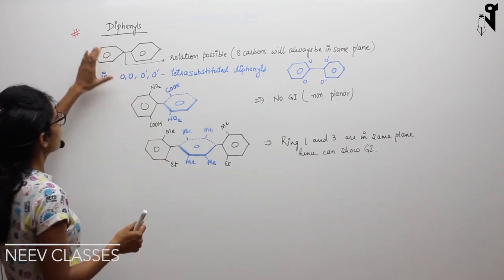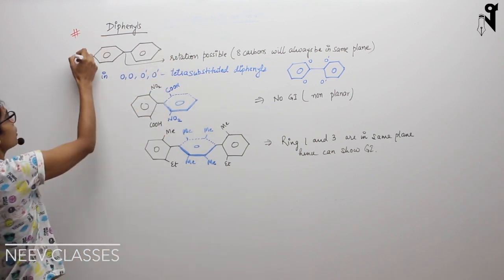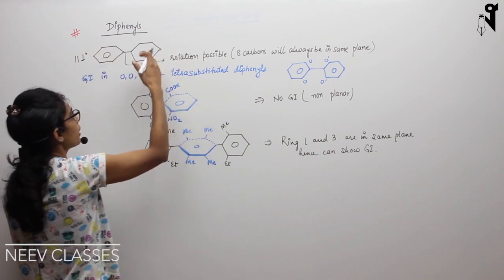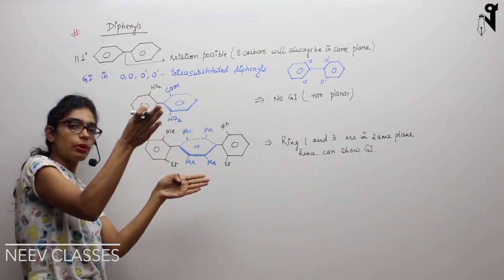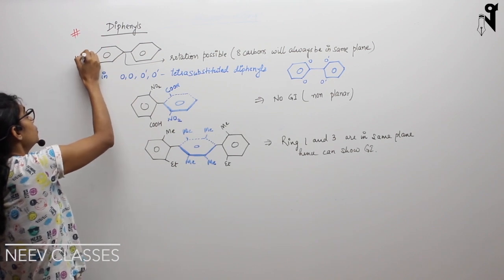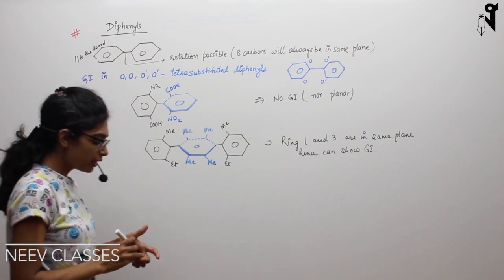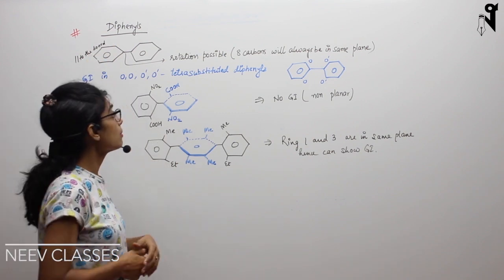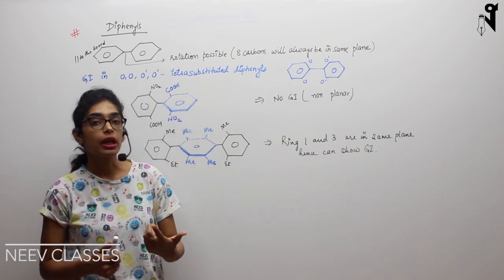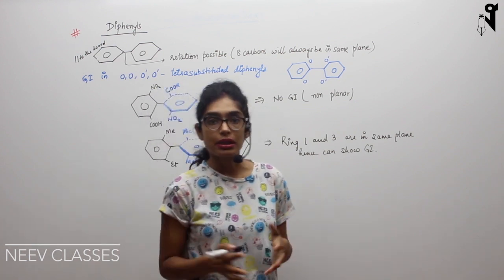So this is my one ring, this is my another benzene ring. Assume this is parallel to the board, and this is going to rotate. Right now it is parallel, it can switch to perpendicular to the board also. Right now both are in the parallel plane. Many times this question has been asked in competitive exams: when biphenyl is there, how many carbons can be in the same plane at an instant, minimum?